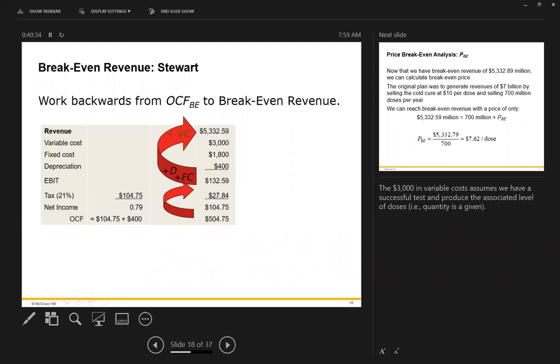So you're working backwards. You got your cash flow. Now you have to determine, well, what's the break-even revenue I need to have when my cash flow is at break-even.